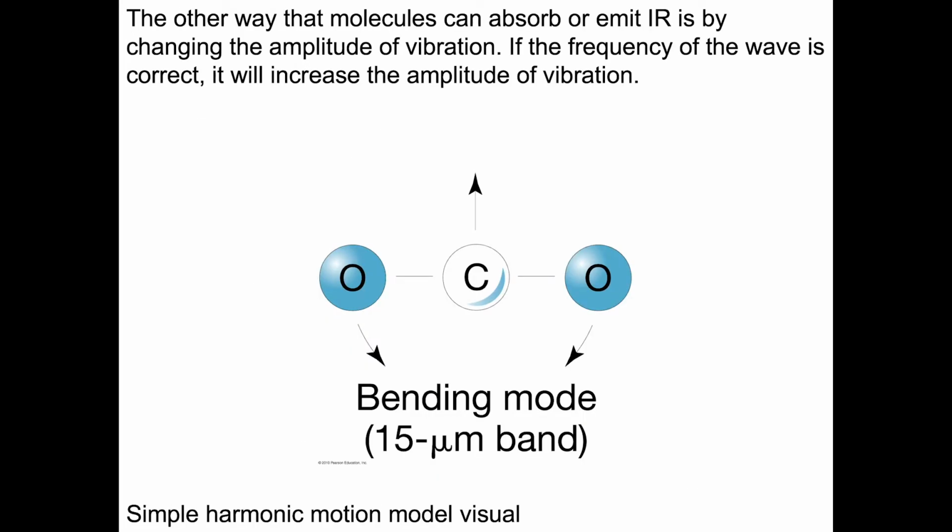Another way that molecules can absorb or emit infrared radiation is by changing the amplitude of vibration.